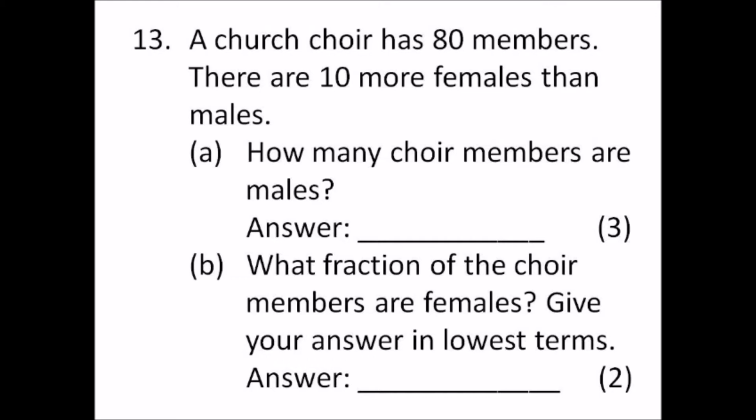And I'm going to tell you right away, you are going to have to do trial and error to find the answer to the first part, to A. It has 80 members. There are 10 more females than males. So put your numbers in, see what numbers can work. Go ahead, get your answer, and then do B. What fraction of the choir members are females? Give your answer in lowest terms.